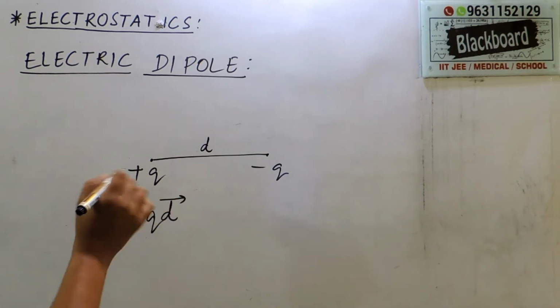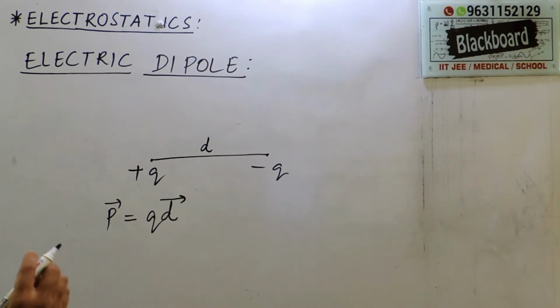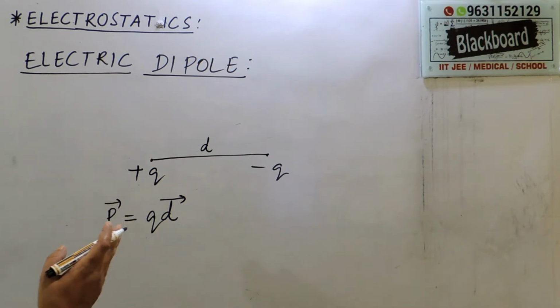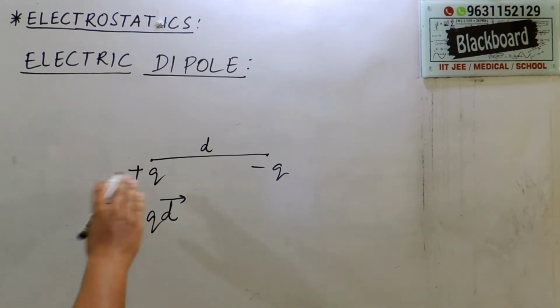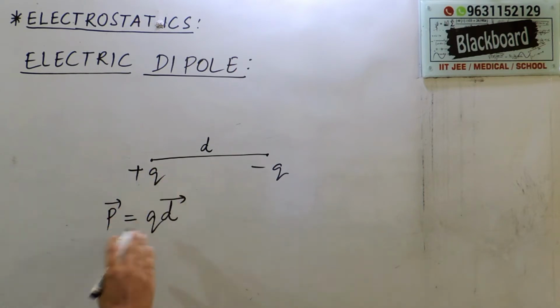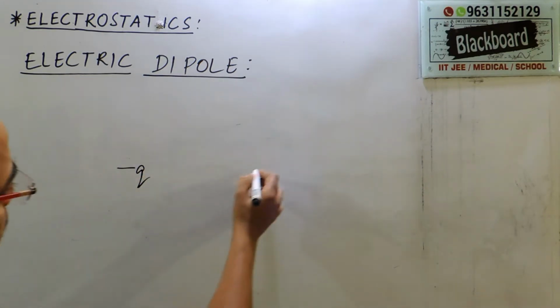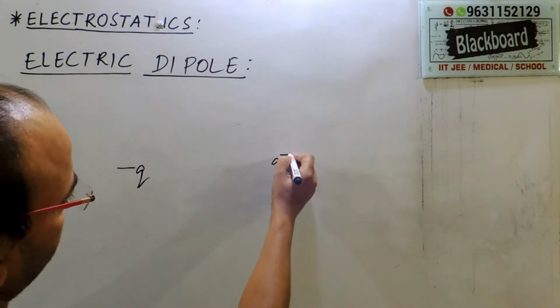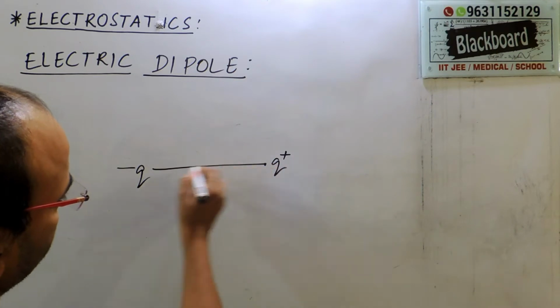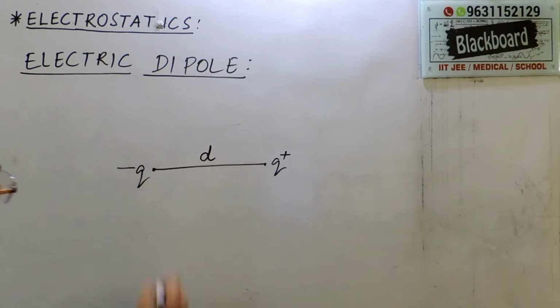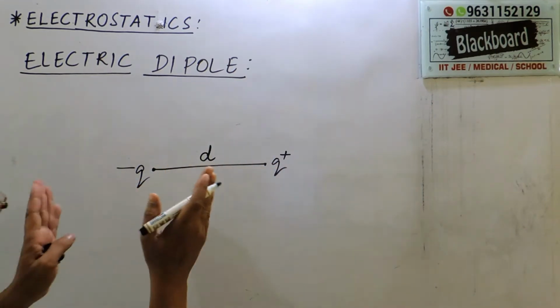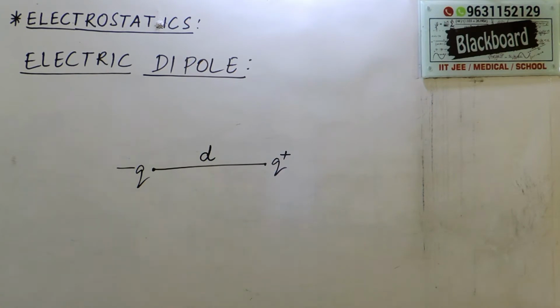D is a vector whose direction is from negative to positive charge. You can say the line along the distance of the dipole, from negative to positive, is the direction of the dipole. That means if a negative charge and a positive charge are separated by a small distance, let this distance be d, then they will form a dipole.